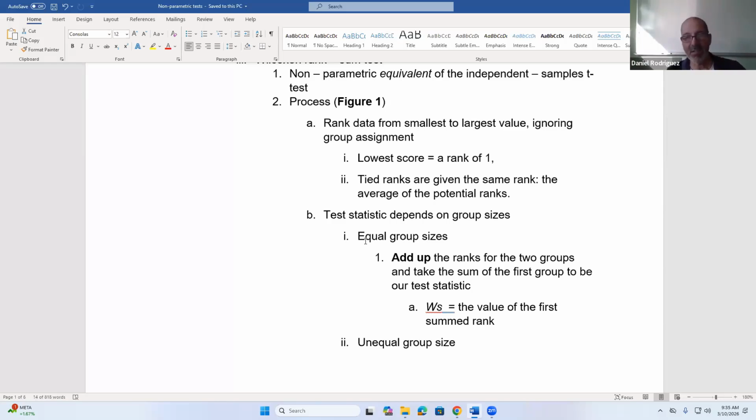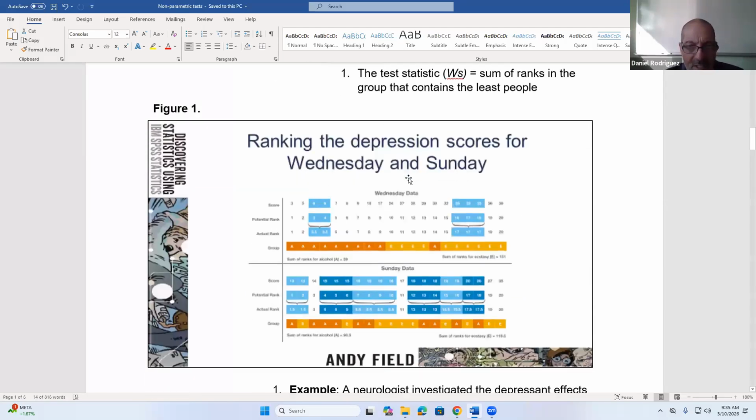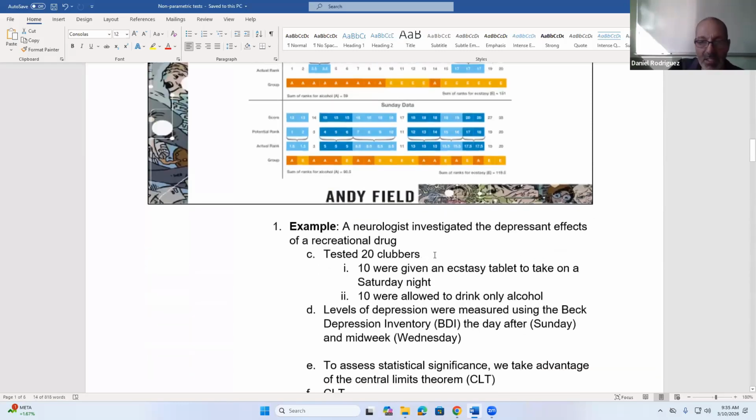Like, let's say we have depression and we're comparing depression in two separate groups. In fact, that's what we do here in this test. See depression score. I'm just going to jump ahead to give you context. This is an example of a study where an investigator was looking at the depressant effects of a recreational drug, right?